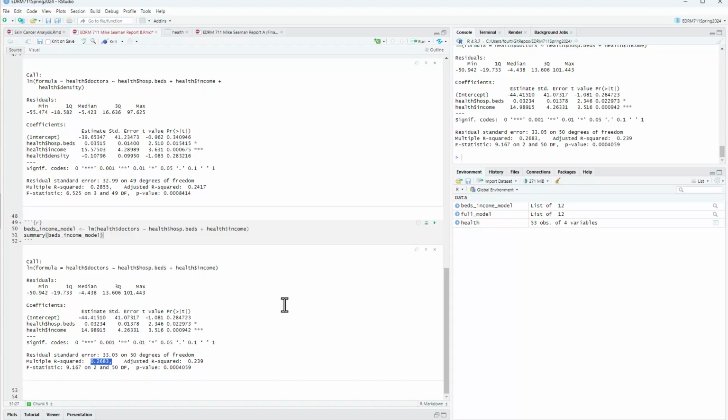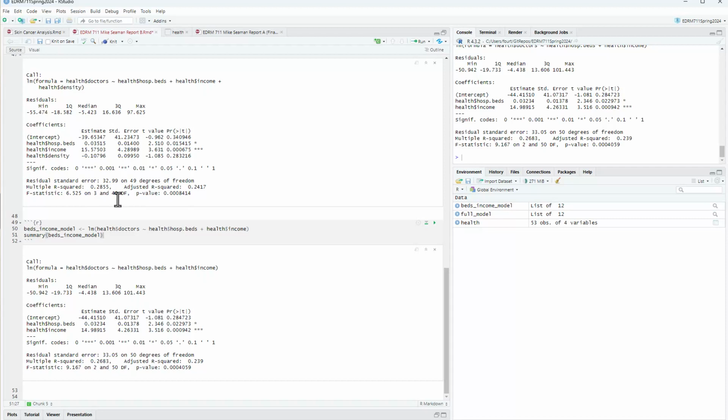So I am not going to use this model up here in which we looked at all three of the variables, but instead I'm going to look at this model down here in which we used only two of the variables. So that's what the multiple R squared is about up here and down here.